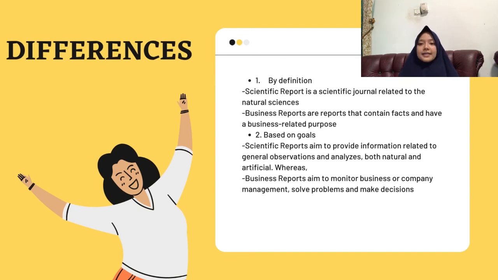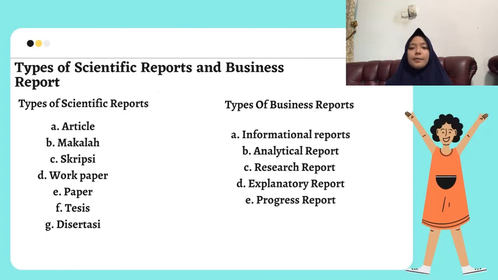B. Based on goals. Scientific report aims to provide information related to general observation and analysis, both natural and artificial. And business report aims to monitor business or company management, solve problems, and make decisions. Types of scientific report and business report.